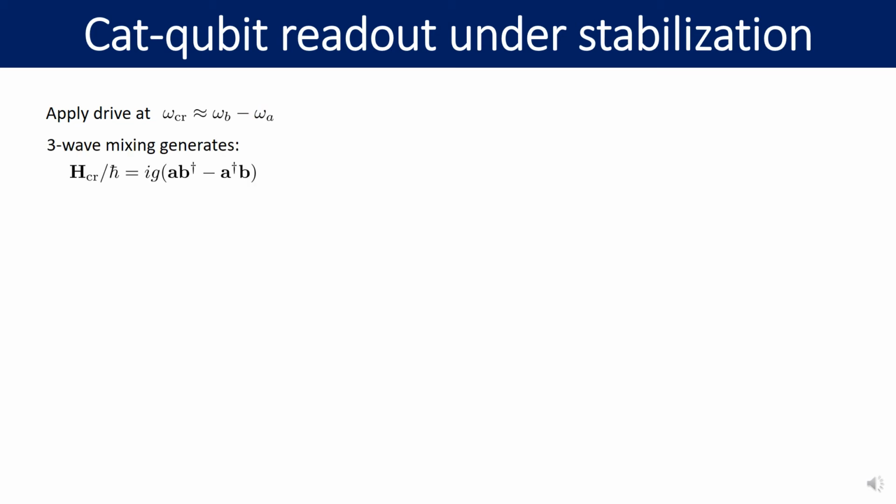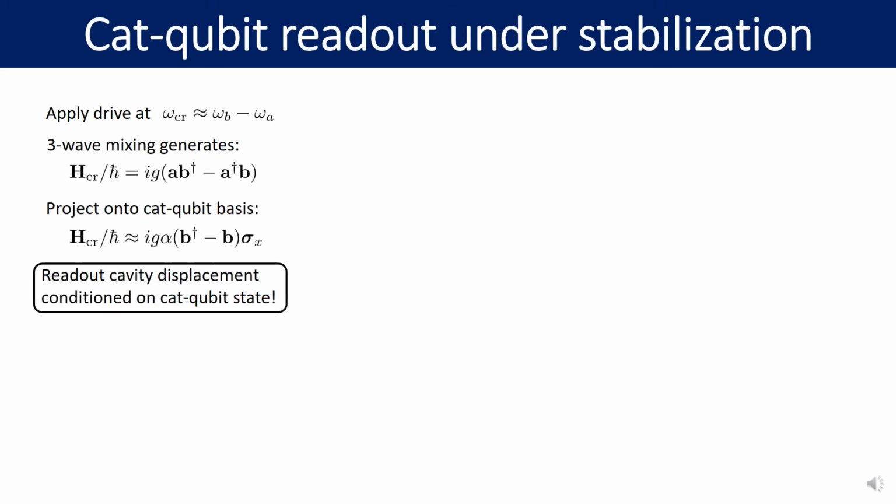This, through the three-wave mixing present in our system, implements the following Hamiltonian, which is a frequency conversion Hamiltonian that annihilates one excitation in the Kerr-Cat mode and creates an excitation in the readout cavity mode, and vice versa. And if we project that Hamiltonian onto the Cat qubit basis, it's nothing else than a displacement of the readout cavity conditioned on the x state of the Kerr-Cat qubit, where this is the sigma x operator of the Kerr-Cat.